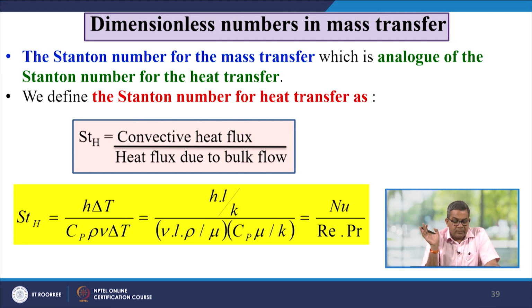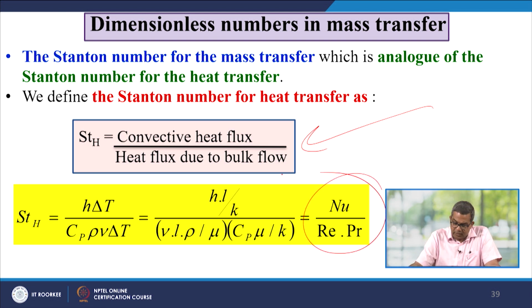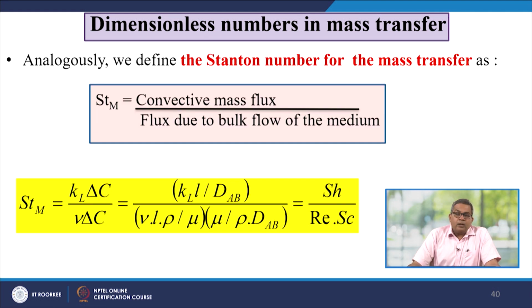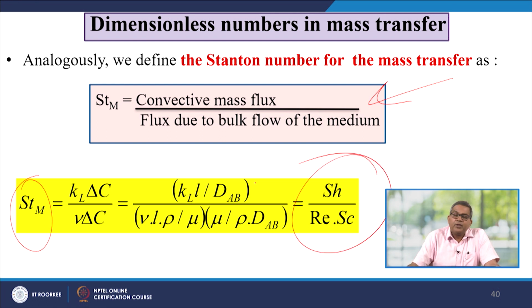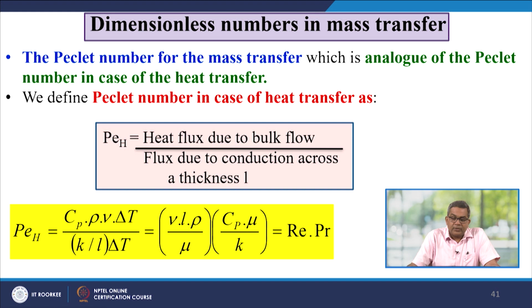The Stanton number for mass transfer is analogous to the Stanton number for heat transfer. Now, we define the Stanton number for heat transfer as the convective heat flux over the heat flux due to the bulk flow, which can be represented as the Nusselt number over the Reynolds number and Prandtl number. Now, analogously, we define the Stanton number for mass transfer as the convective mass flux over the flux due to bulk flow of the medium, and then it can be represented as the Sherwood number over the Reynolds number and Schmidt number.